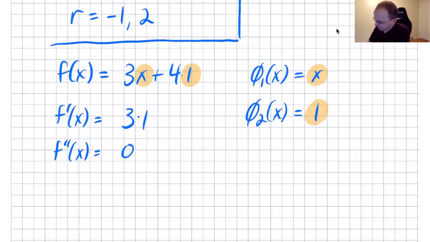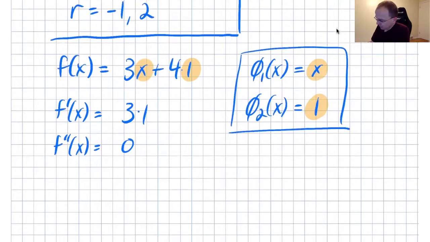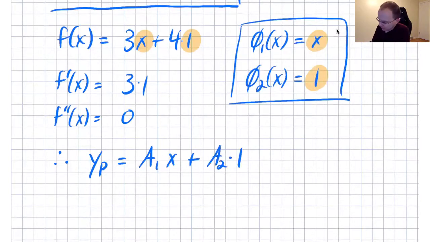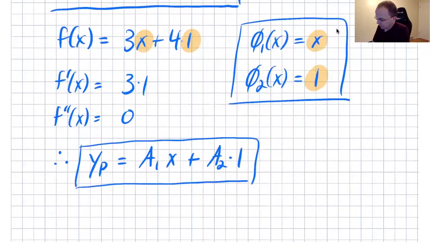So these are the only two terms, x and 1. And so therefore, our particular solution is going to be a1 times x plus a2 times 1. So there's the form of our particular solution. And then we just need to determine these coefficients.